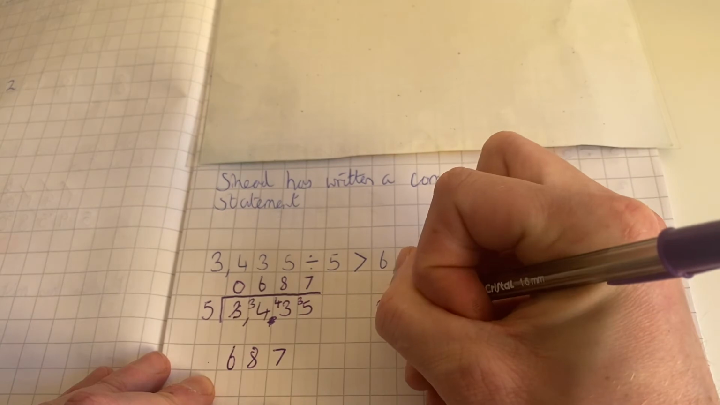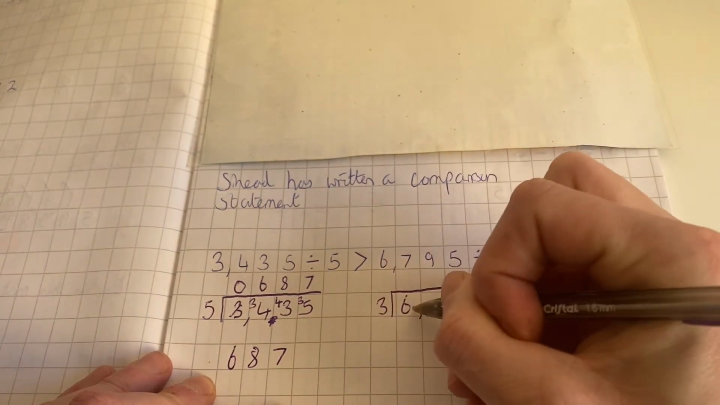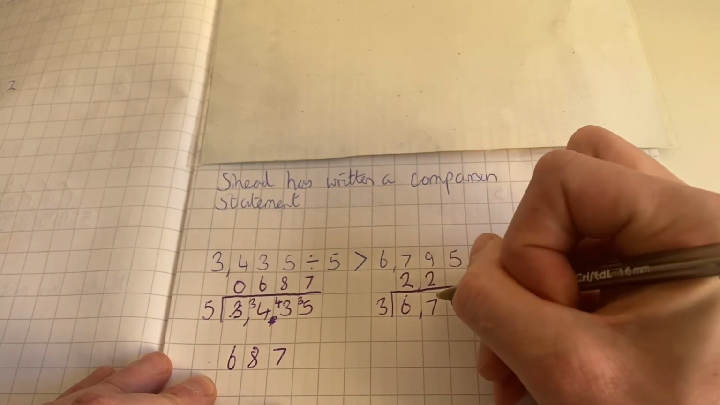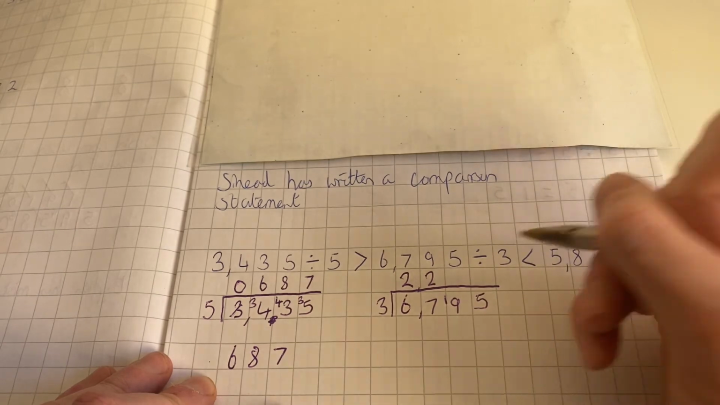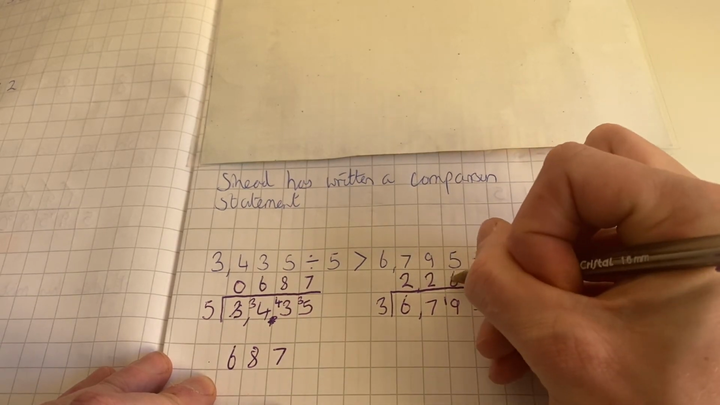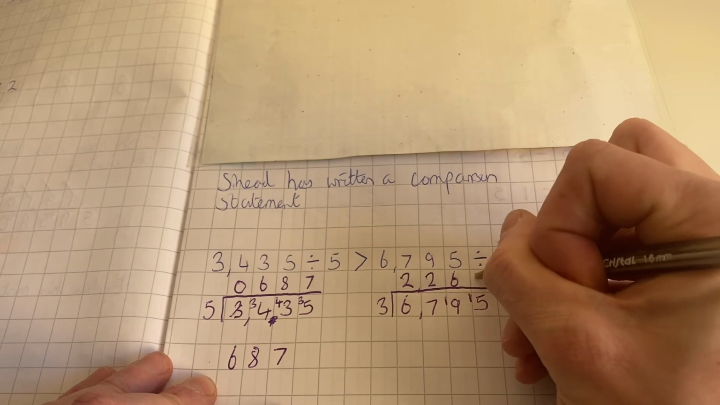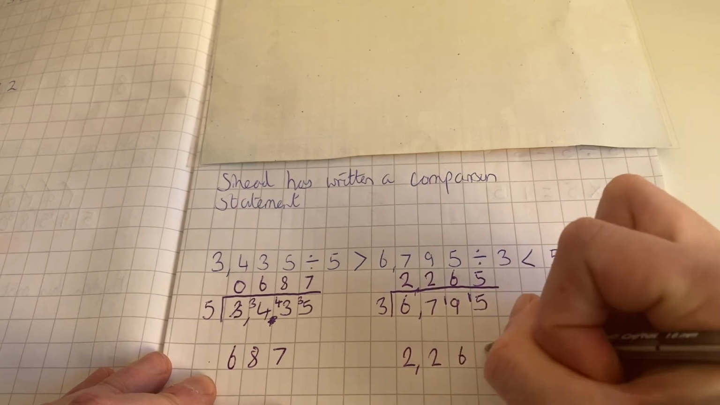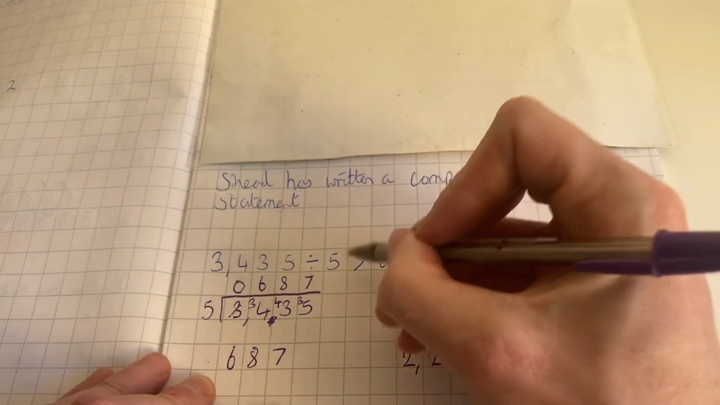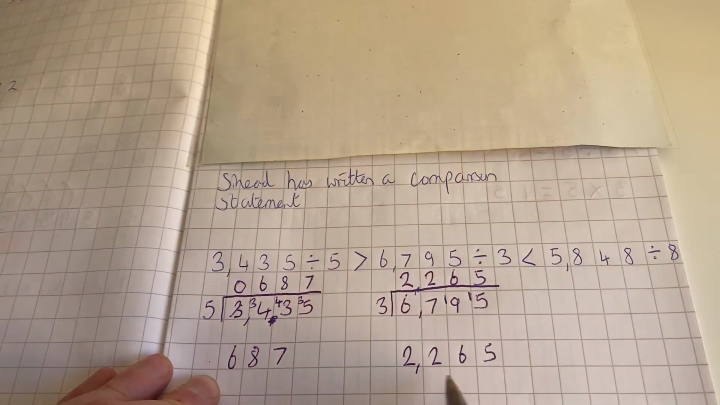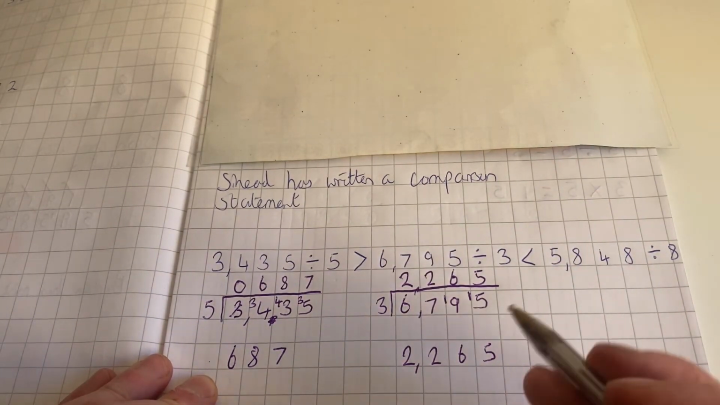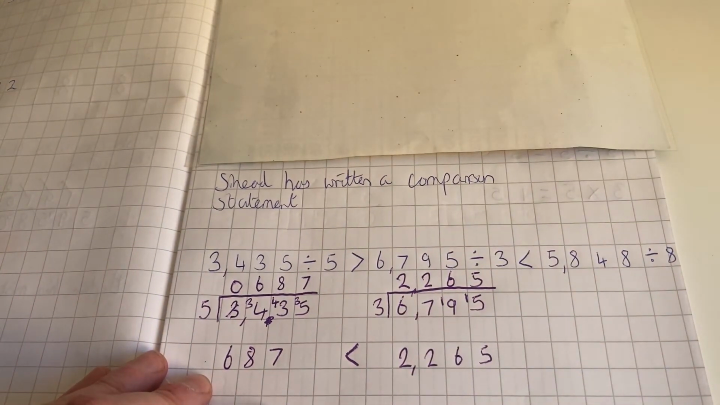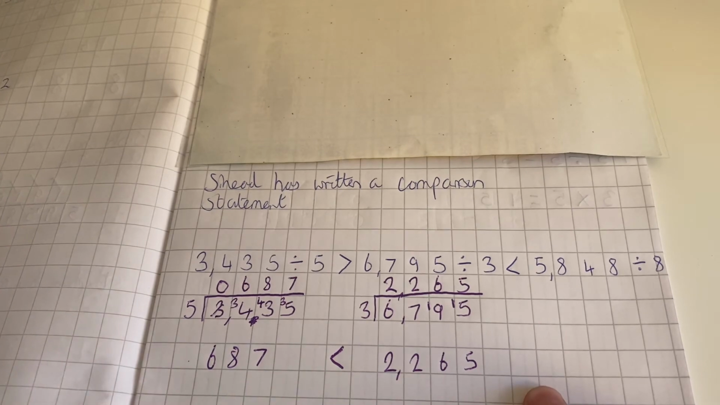6,795 divided by 3. 3 goes into 6 twice. 3 goes into 7 twice, but remainder of 1. 3 goes into 19 6 times, because 3 times 6 equals 18. It has 1 remaining. 3 into 15 goes 5. So our answer is 2,265. Well, it said here that this number had to be greater, and as we can see, 2,265 is greater than 687. So we can already tell that Sinead is incorrect. But let's finish it and let's correct her calculation for her.